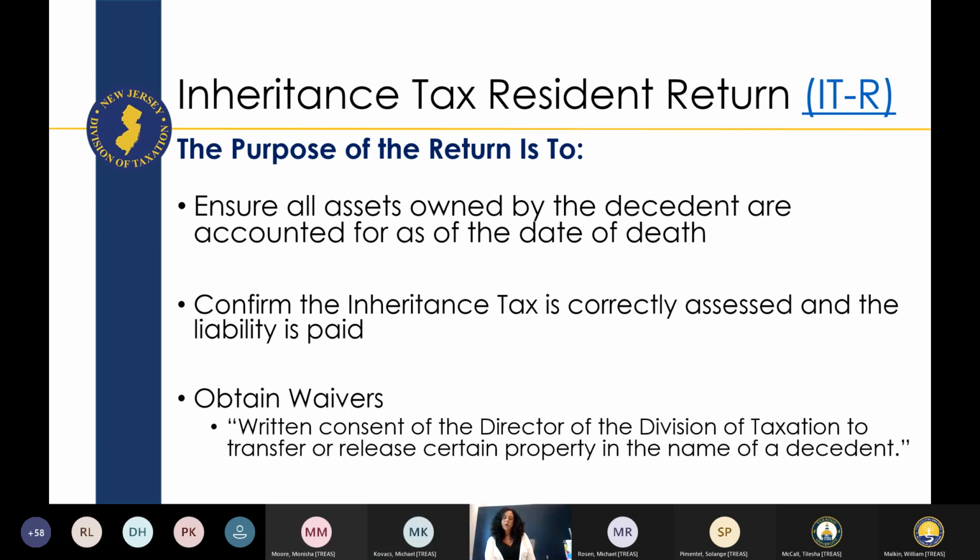You're welcome. So the purpose of an inheritance tax return, it's got a few purposes. We want to make sure that all the assets that are owned by the decedent are accounted for as of the date of death. This is to help you put everything in order. You want to confirm that the inheritance tax is carefully assessed and that the liability is paid on time and correctly. You also are going to want to obtain waivers, and you want to know, what is a waiver? Our official legal definition is that it's the written consent of the director of the Division of Taxation to transfer or release certain property in the name of a decedent. What does that mean? I will continue and let you know.